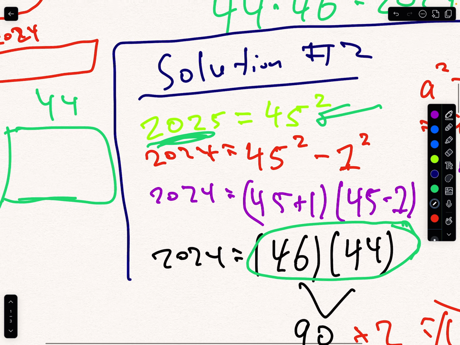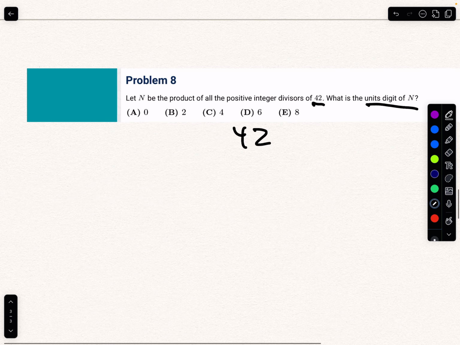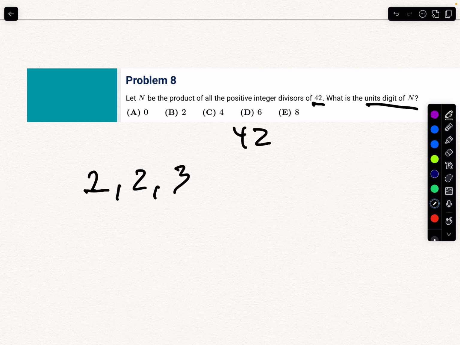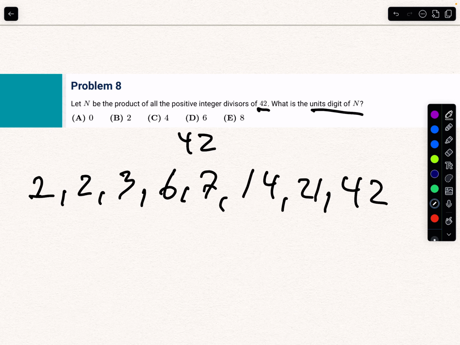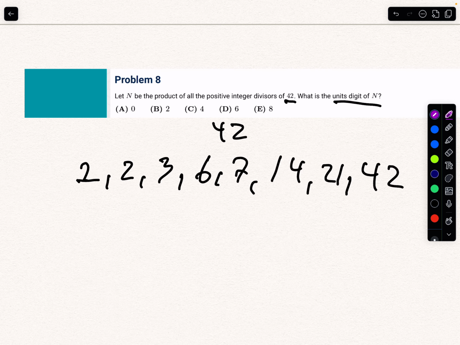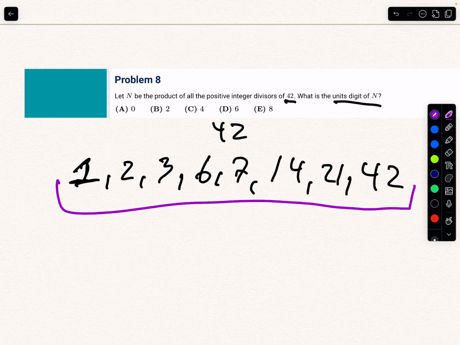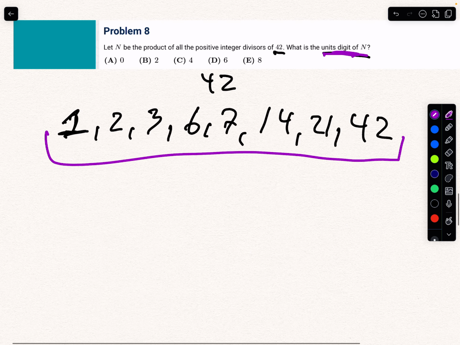All right, let's move on to the last problem, problem 8. Let n be the product of all the positive integer divisors of 42. What is the units digit of n? Well, for this, there's no way really around it but to look at the positive integer divisors of 42, and unlike the example up here with 2024, it's very easy to find them all. 1, 2, 3, 6, 7, 14, 21, and 42.